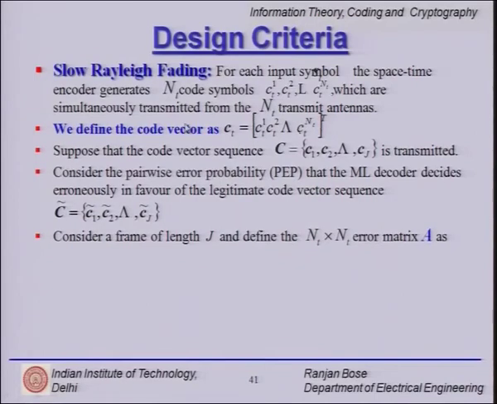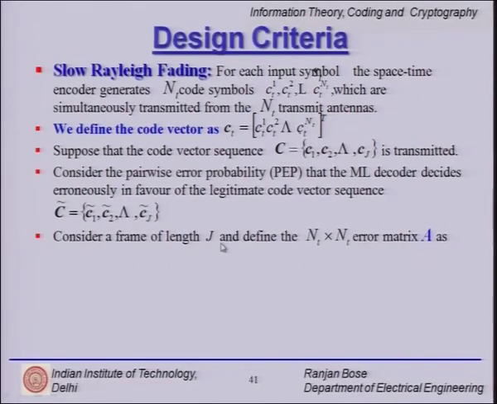So, we have two conditions, slow Rayleigh fading and fast Rayleigh fading. If you consider the slow Rayleigh fading, for each symbol the space time encoder generates NT code symbols C1, C2 up to CNT, which are simultaneously transmitted from the NT transmit antennas that we have seen. Now, we define a code vector as follows. This is the code vector sequence which is transmitted, and the ML decoder decides to erroneously find the C tilde as follows. So, transmitted sequence, received sequence.